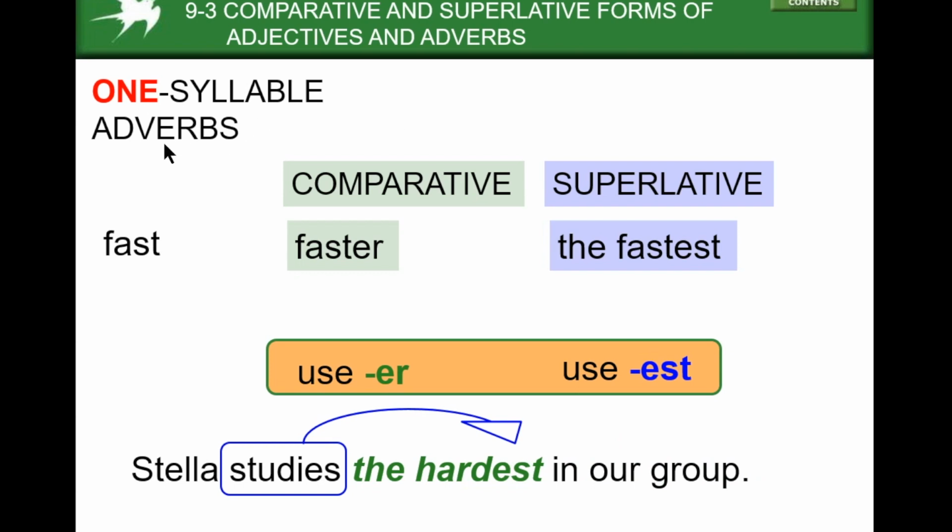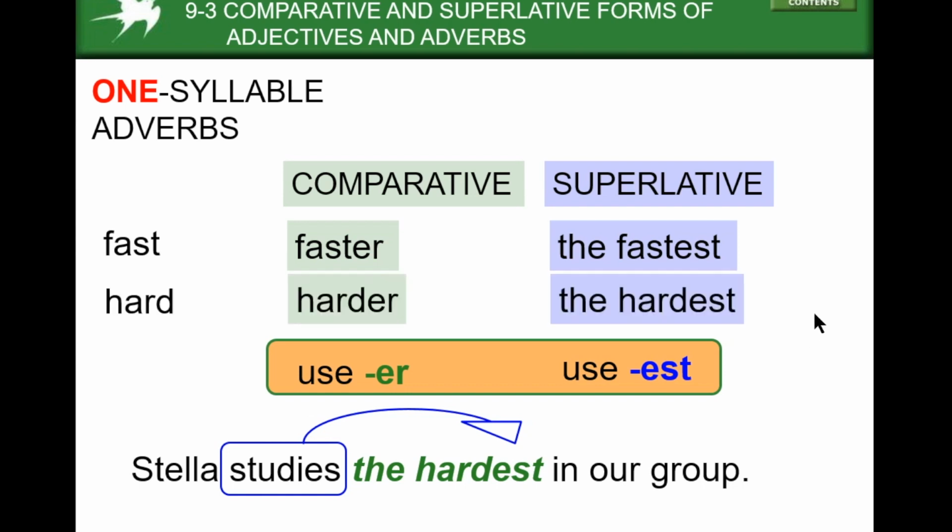One-syllable adverbs. For example, fast, faster, the fastest. For example, Stella studies the hardest in our group. So here, the hardest is the superlative adverb. Remember to include the and est to the adverb. More examples like hard, harder, the hardest.